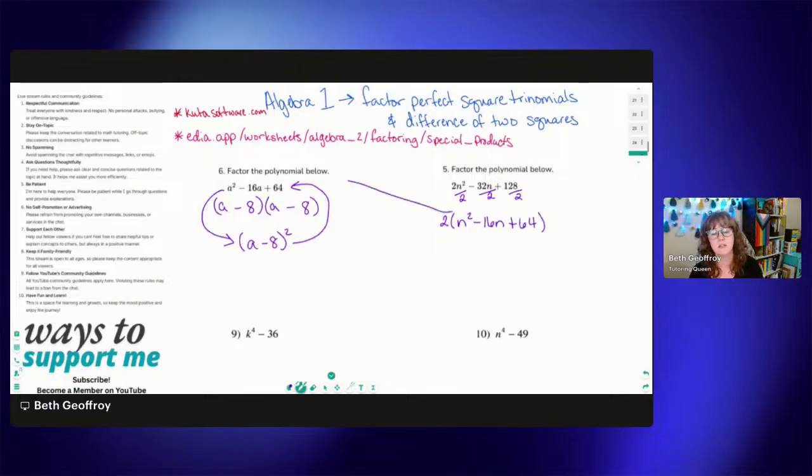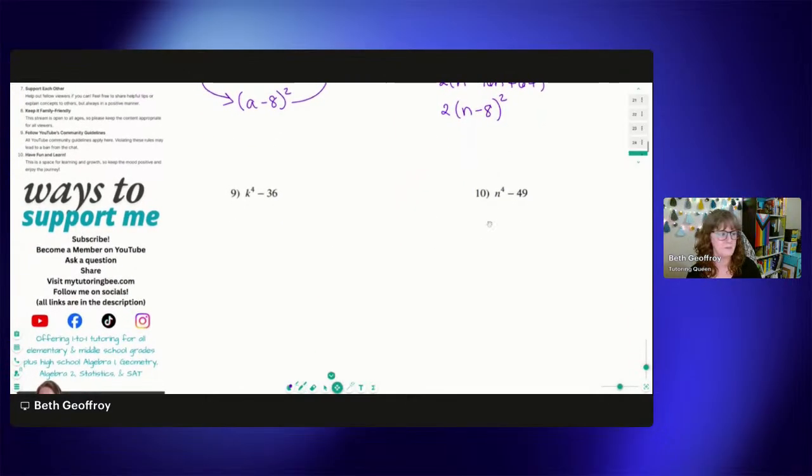Wow, doesn't this look familiar? So different variables, but the coefficients and the constants are the same. So we know already that this is going to factor out into n minus 8 squared. However, let's go ahead and factor it. We know that negative 8 plus negative 8 is going to give us negative 16, and then negative 8 times negative 8 is going to give us that positive 64. So then we wind up with 2 times n minus 8 squared. All right, on to our last problems.